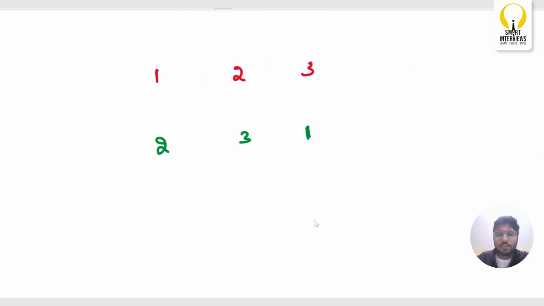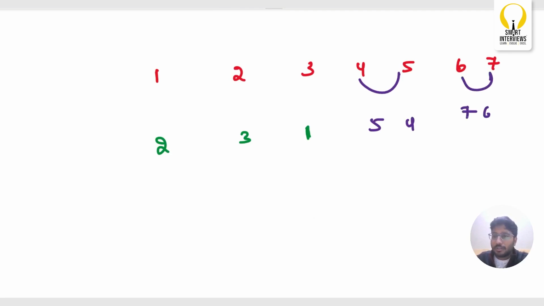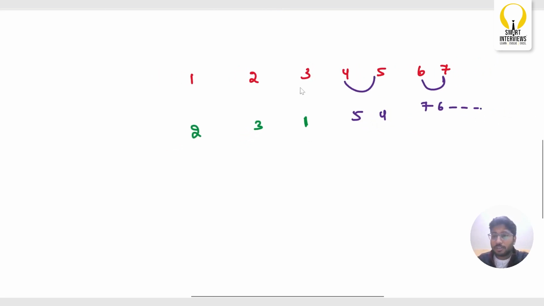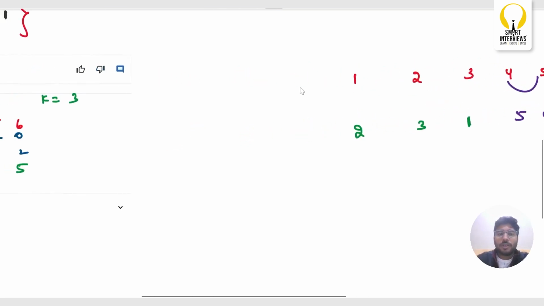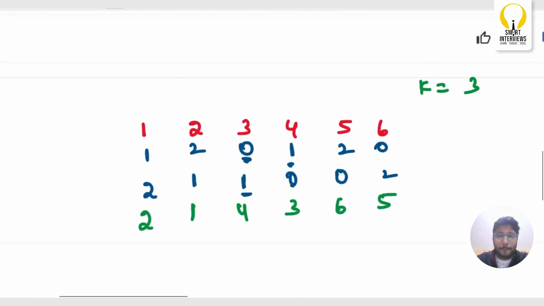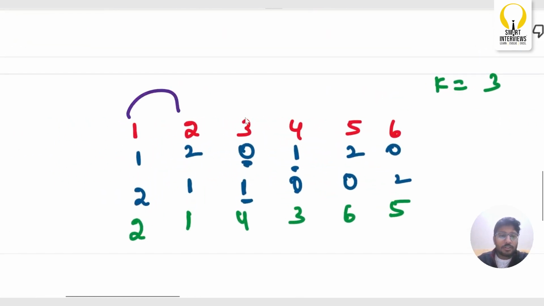Now even when we have more number of elements, 4, 5, let us say 6, 7, for the other elements, we can simply swap the adjacent elements, putting 5 and 4, then 7 and 6 and so on. Okay, so this is what we can do when there are odd number of elements. But for even number of elements, as we have seen here, we can simply swap the adjacent elements.